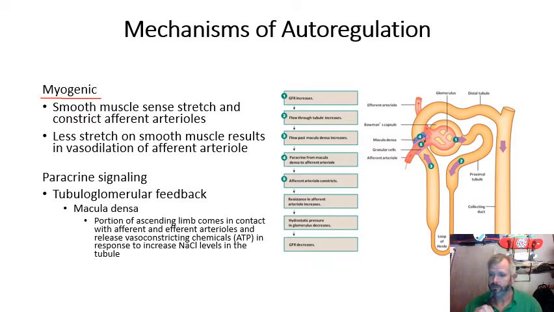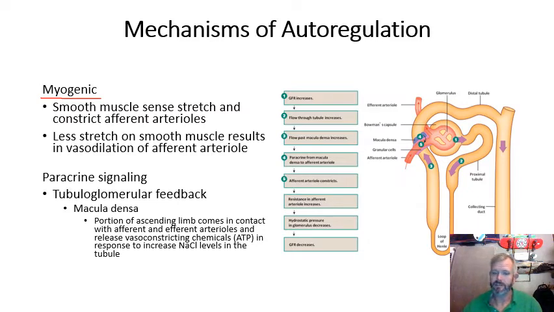When blood pressure is high, what's going to happen? There's going to be more stretch on the afferent arteriole, on those cells there, and the response of those cells to more stretch is to constrict. So there's more blood pressure going in, we want to reduce it, and how do we reduce it? The afferent arteriole constricts, and there'll be less blood coming in, and less hydrostatic pressure here.